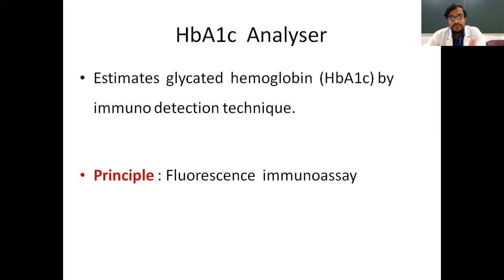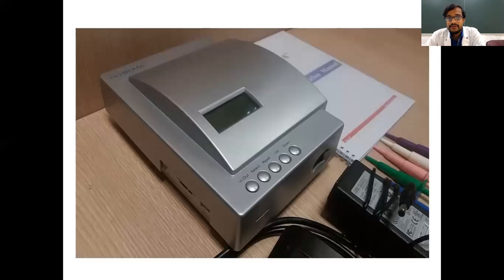Okay. Here the principle is fluorescence immunoassay, an immunodetection technique. Immunodetection technique is nothing but an antigen-antibody reaction. Here the HbA1c acts as antigen and we add the antibody to the HbA1c. There will be a reaction between HbA1c and its antibody, which will form a complex and give fluorescence depending upon the concentration of HbA1c. If more HbA1c is present, more antigen-antibody reaction occurs and we get more fluorescence. In this way, we estimate the HbA1c levels. Okay. So this is the HbA1c analyzer.